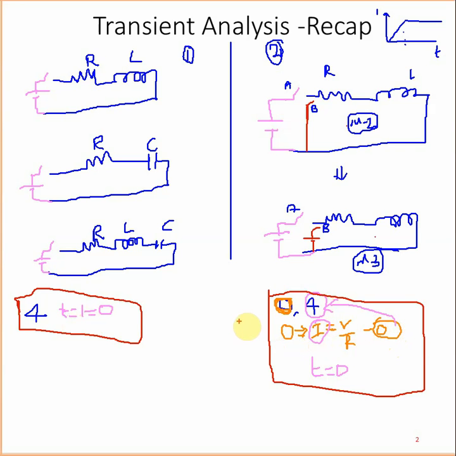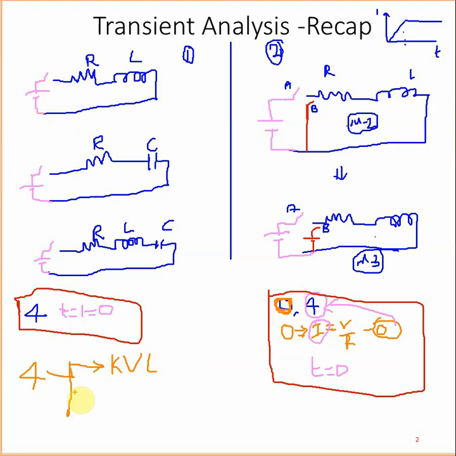Then what do we want to see further? What are the 4 steps? Step number 1 is KVL, Kirchhoff voltage law. Kirchhoff voltage law means what? V is equal to VR plus VL, that's all. That is the Kirchhoff voltage law.